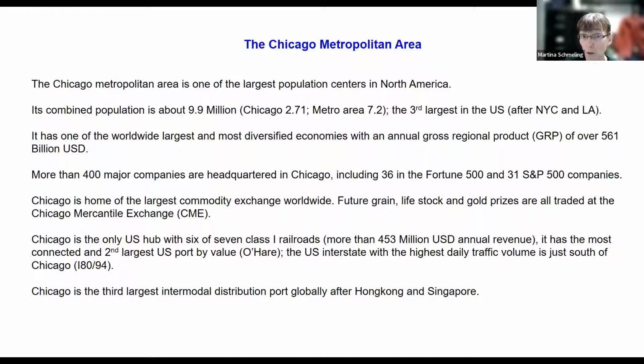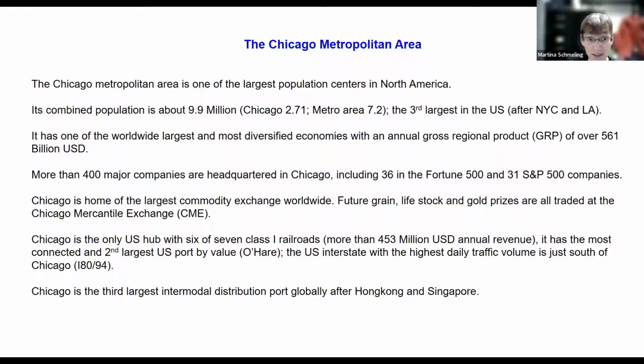It is one of the worldwide largest and most diversified economies, with an annual gross regional product of over 561 billion US dollars. And just to put it in perspective, there are more than 400 major companies headquartered in Chicago, and 36 of them are in the Fortune 500 list, and 31 of them are in the S&P 500. So that tells you a little bit about the importance of Chicago as well.